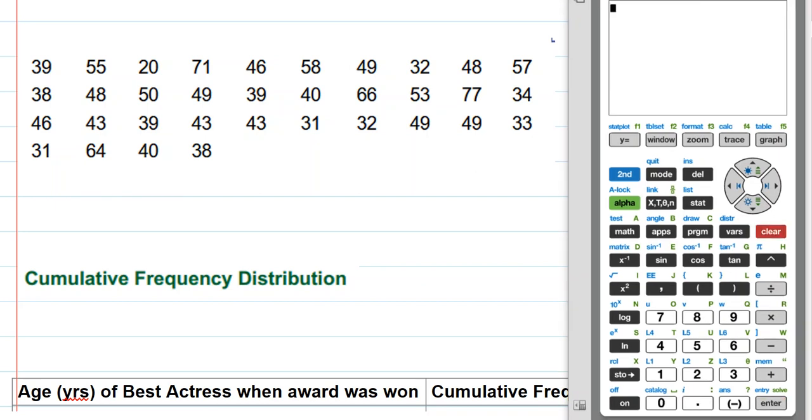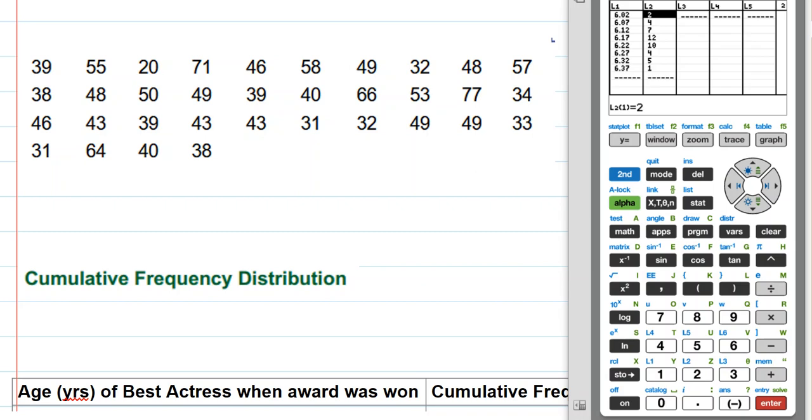So we're going to hit our stat key. Our stat key is second row, third key. Second row, third key. And you notice the first is edit highlighted and number 1 is highlighted. So we're going to say enter.